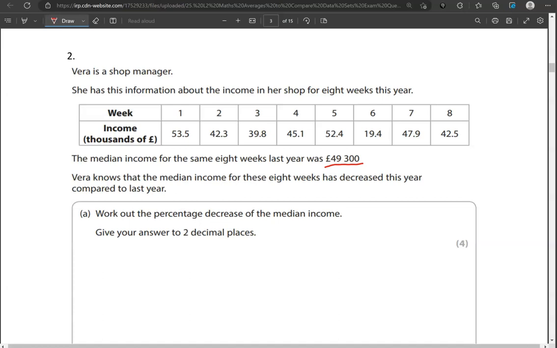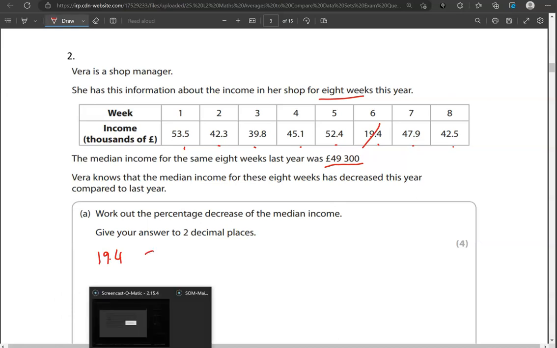So we're comparing the median income. We've got it for last year. We're going to work it out for this year. So let's start with the smallest number out of these 1, 2, 3, 4, 5, 6, 7, 8, because it's 8 weeks. The smallest of them all is 19.4 thousand, that is. Then we have 39.8.